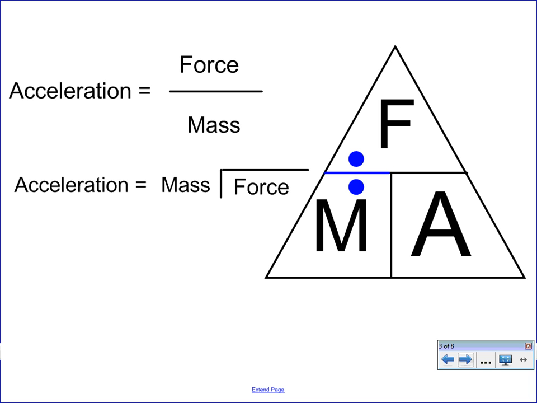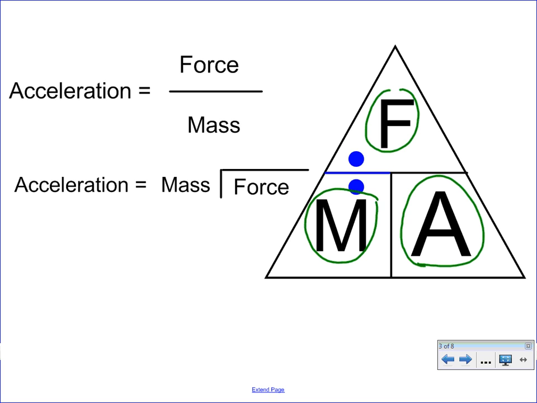Acceleration is force divided by mass. When we look at the magic triangle, acceleration is in the bottom right corner. We have force on the top over mass. Now, always remember, force is on top. That means it goes inside the box. Mass goes outside. This is very similar to solving for mass, except this time we're just solving for acceleration. But we are going to divide.